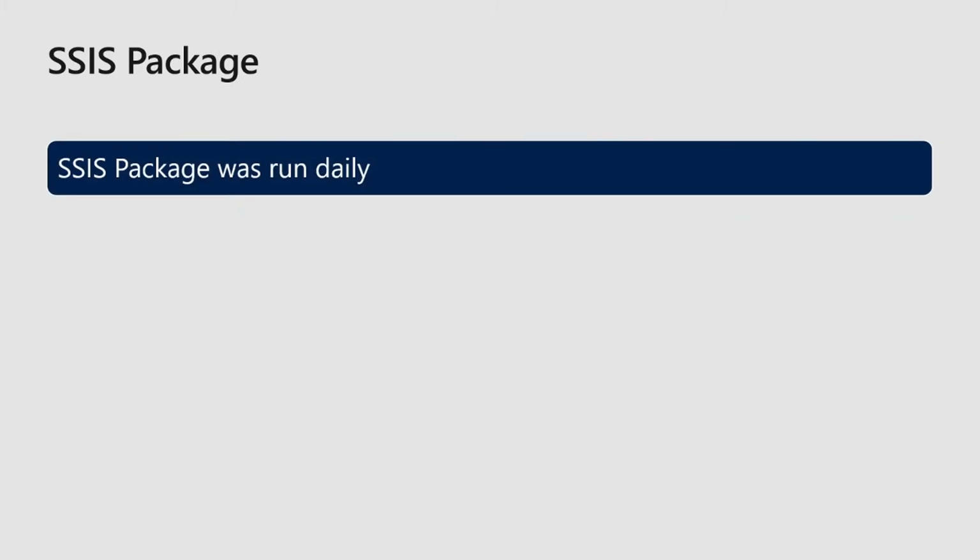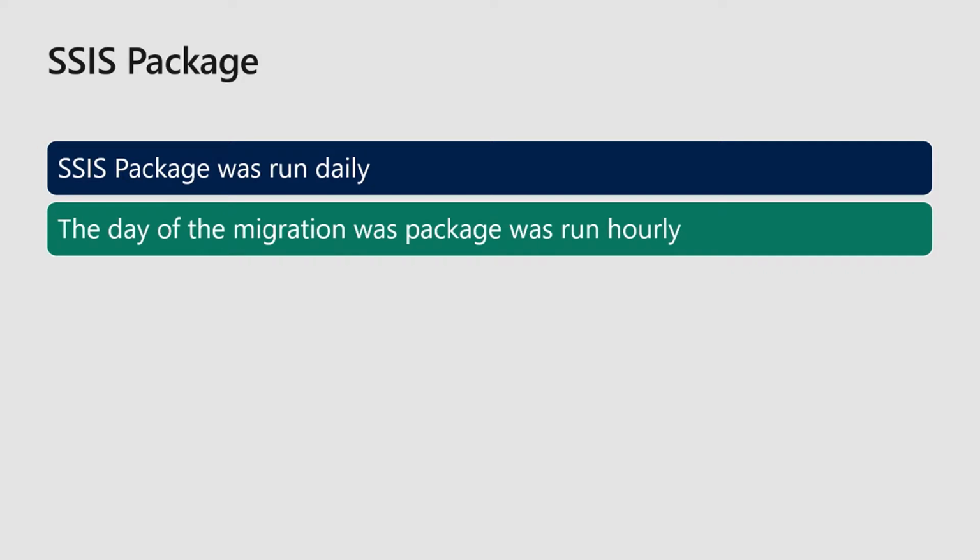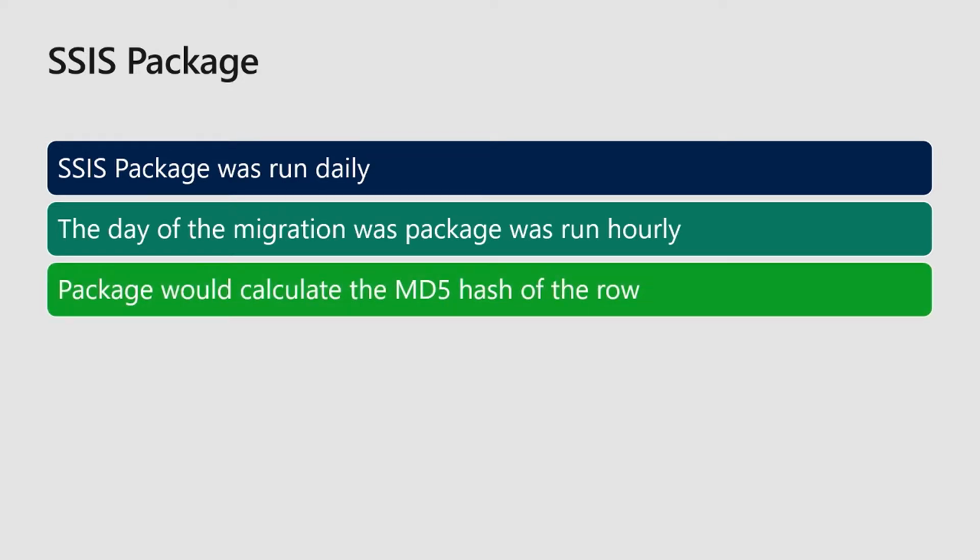So I want to talk a little bit about that SSIS package. We actually built an SSIS package which ran daily, and I think as we got closer to the migration, we ran it more and more often because we wanted to minimize the amount of data that we actually needed to move to get to the point where we are actually doing that migration. So the big thing we did in this package to figure out which rows had to be migrated was we actually built an MD5 hash of the row, and we stored it off in another database.